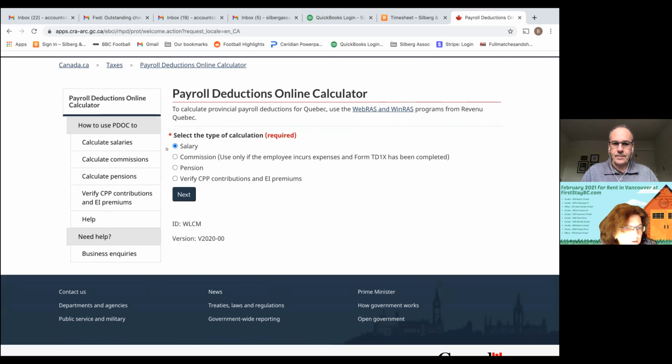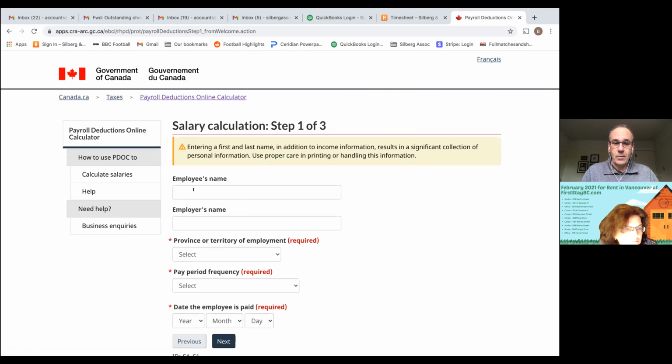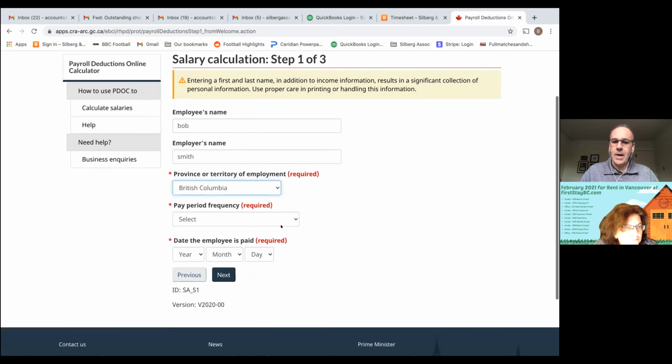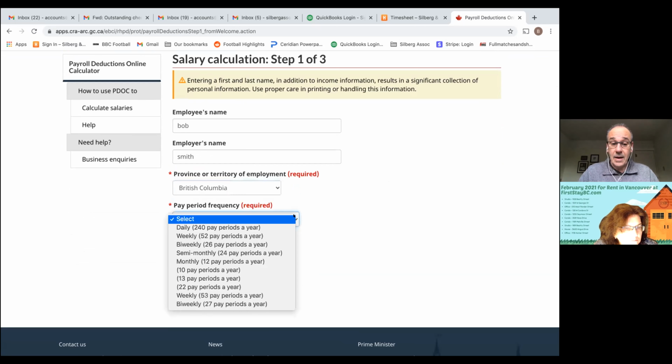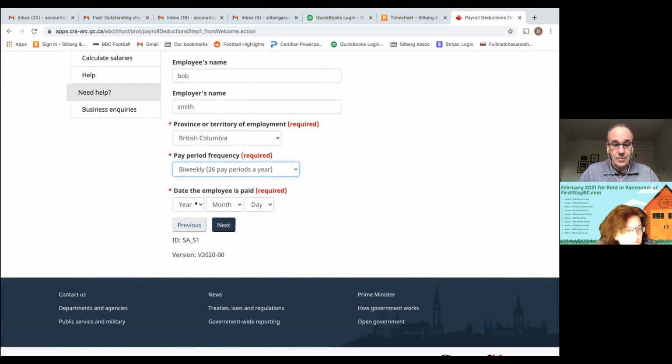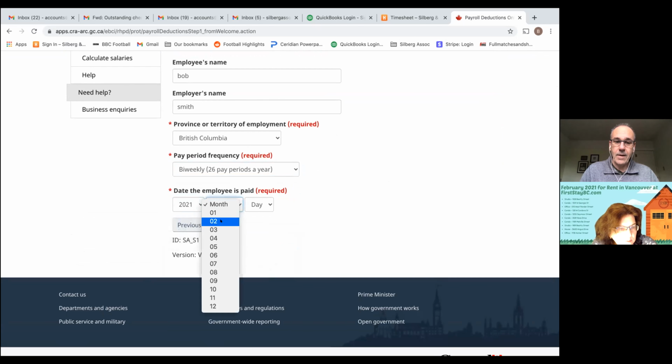Can you see? Yeah. So salary, that's most probably what your people are earning. Next, we just put anybody's name in. It doesn't really matter. Okay, what province? We're in British Columbia. Pay period, how often do you pay them? Let's assume every 2 weeks, bi-weekly. Date, we'll just put it in. It doesn't hugely matter. Say I paid February 1st last time.